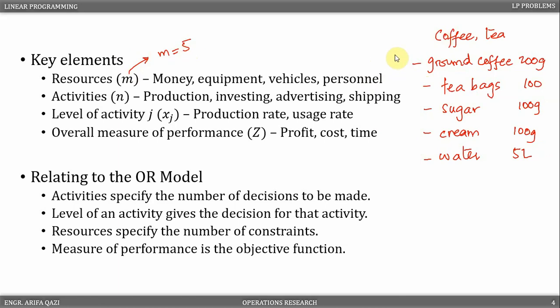Now I need to do one of two activities. I either need to make coffee or I need to make tea. So the total number of activities that I can do is only 2. So N becomes equal to 2.